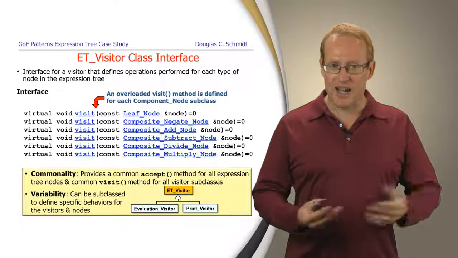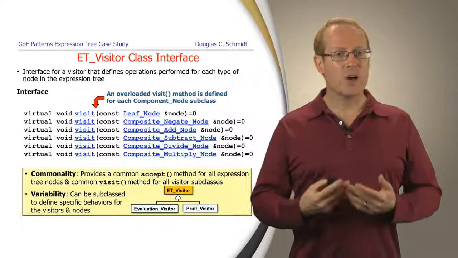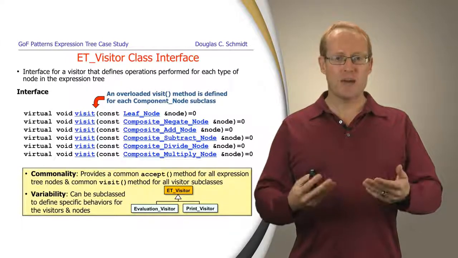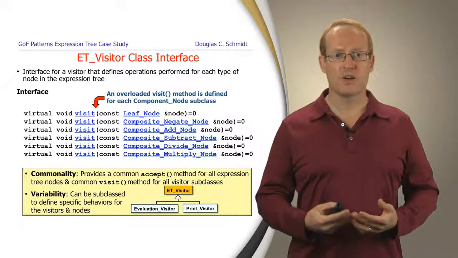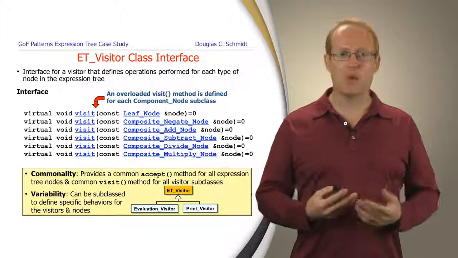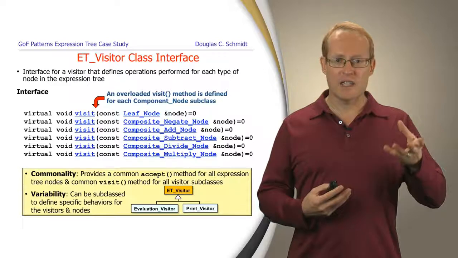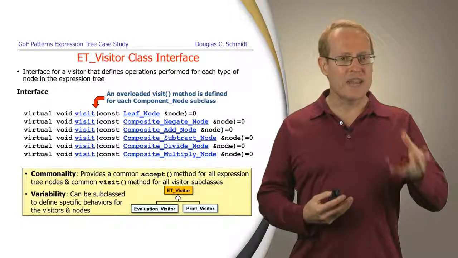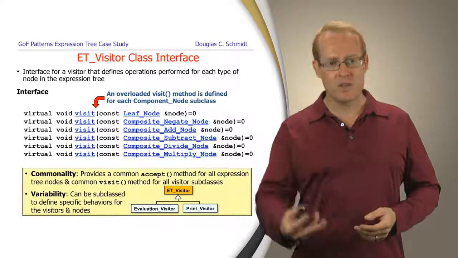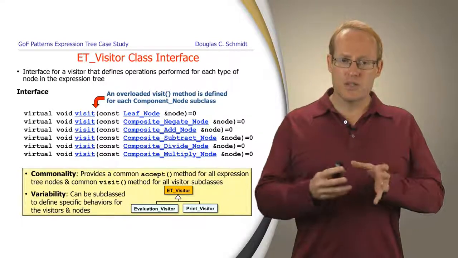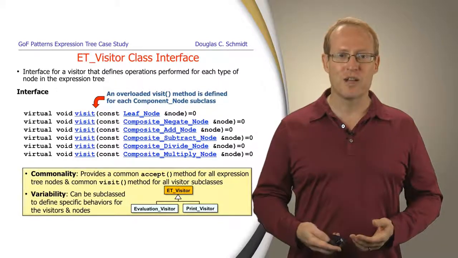Now, from a commonality and variability point of view, the commonality is that we have all these visit methods, and we also have one method called accept, which takes a reference or a pointer to a visitor instance. From a variability point of view, we can subclass from that visitor interface to define the various kinds of actions we want performed on each of the different types of nodes in our composite. So we might have a print visitor, we might have an evaluation visitor, and so on and so forth. So it's these dual hierarchies working together that help to provide the particular solution we're looking for here.